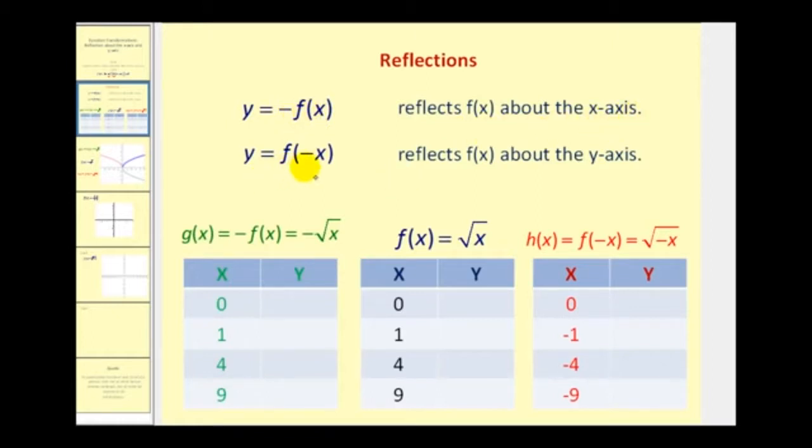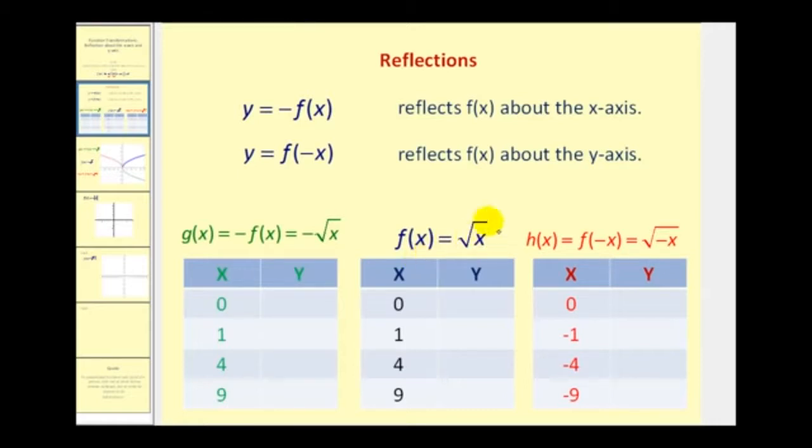If y equals f of negative x, this would reflect f of x about the y-axis. And here, we're changing the sign of the x coordinates, and therefore would reflect the graph across the y-axis. Let's go ahead and take a look at this using t-tables for comparison.